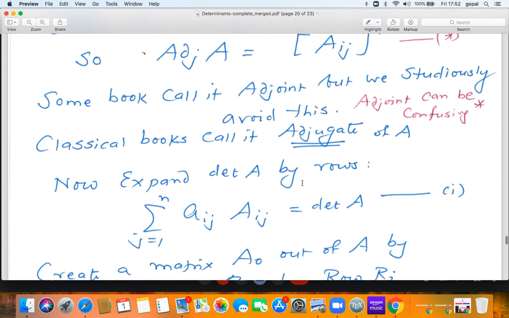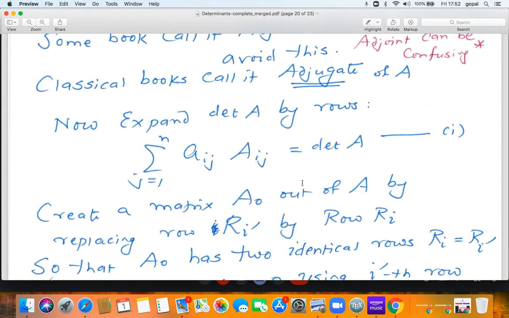Now, let us look at the expansion of the determinant by rows. What is the expansion of the determinant by rows? Summation j from 1 to n, Aij times capital Aij, equals the determinant of A. Equation 1, that is the expansion by rows.